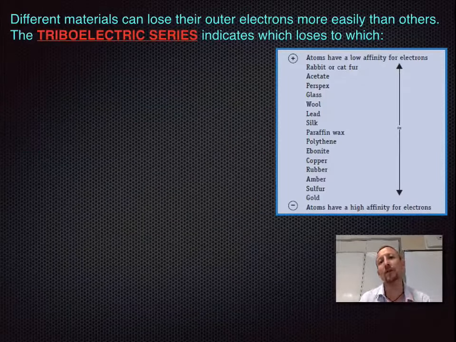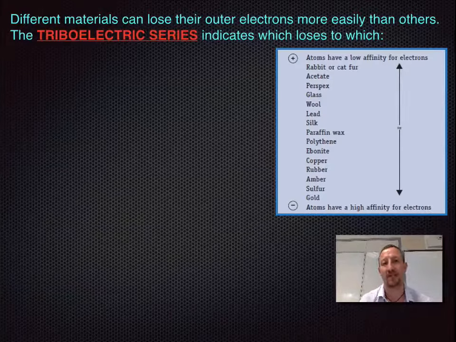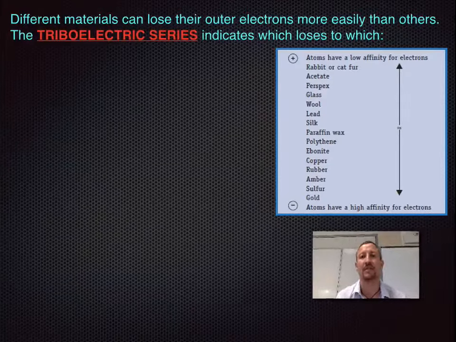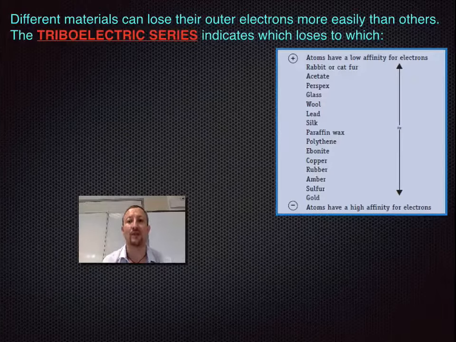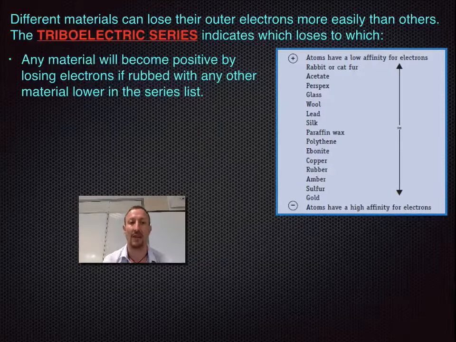Now, we can look at the effect where materials can lose or gain electrons by looking at the Triboelectric series. Now, if you Google the Triboelectric series, you'll see something which is similar to the diagram that you've got on the right-hand side here. Notice at the top, we've got atoms which have a low affinity for electrons, i.e. they lose them very, very easily. And at the bottom, we've got atoms which have a high affinity for electrons.